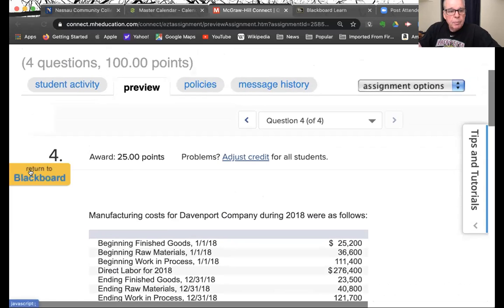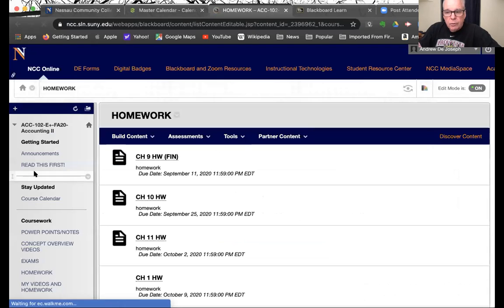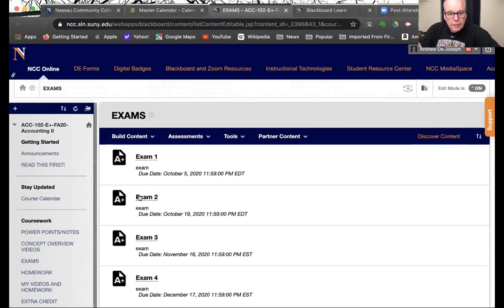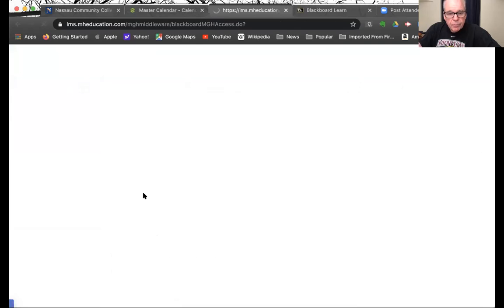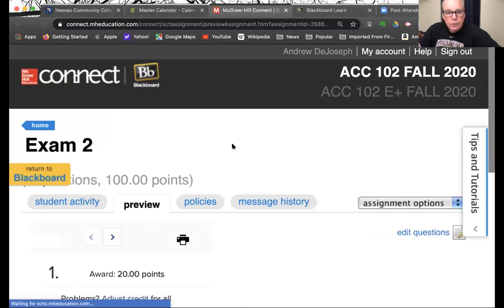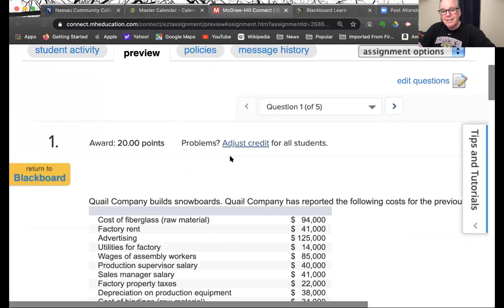All right, so let's go back to Blackboard, and now let's take a look at the exam. Again, your exam will have different numbers, but the problems should be similar. So let's take a look at the exam. We can see that the exam, it says it's 5 questions, but a lot of times the questions are in parts. So it may not really be 5 separate questions.